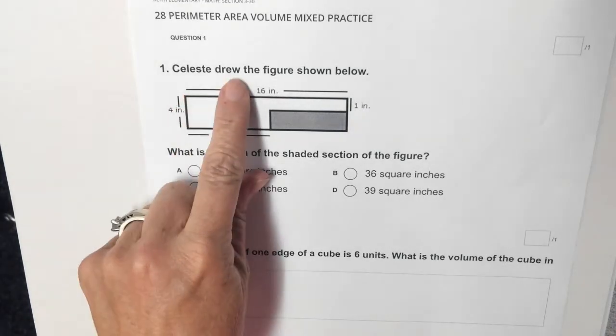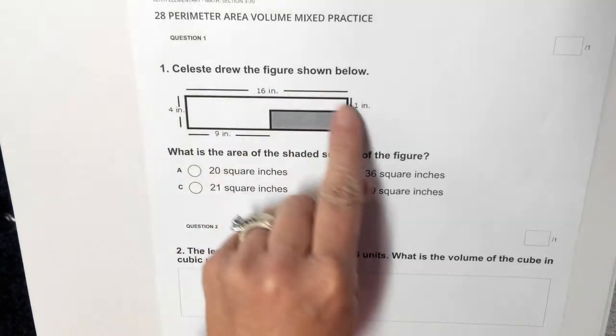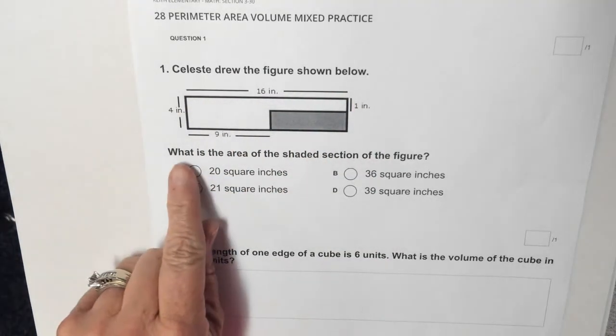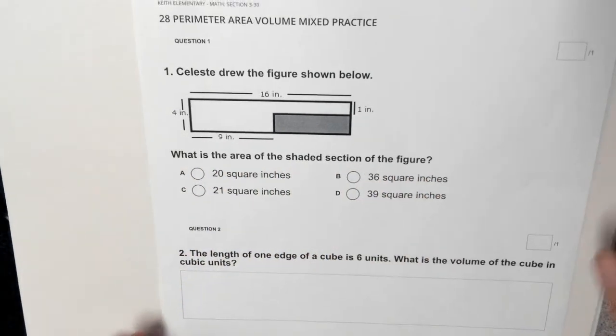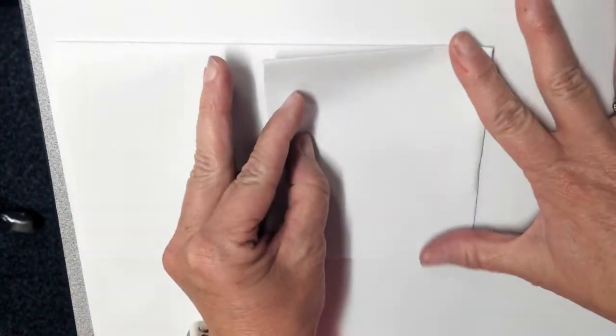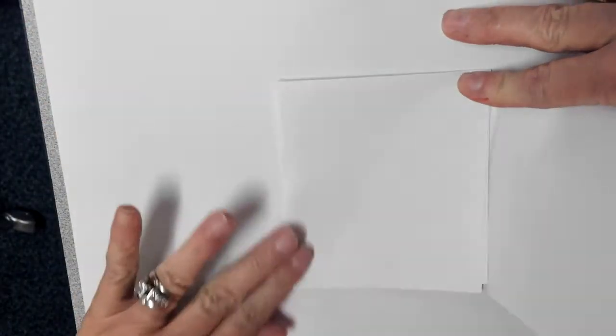So it says Celeste drew the figure shown below. And so on your paper we're going to probably need to sketch this out. And then it says what is the area of the shaded section of the figure. So right now what you have done is you've already folded your paper because you watched the video. And your paper is folded into 6 equal sections. And we're going to be looking at number 1 together.